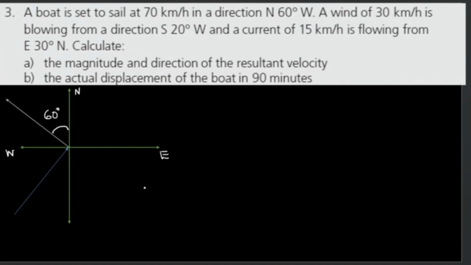So the second one, they said a wind of 30 kilometers per hour is blowing from a direction south 20 degrees west. So that is southwest. It's referencing south, 20 degrees. They said a current of 15 kilometers per hour is blowing from east, so that is east 30 degrees north. So you're going to draw it like this.